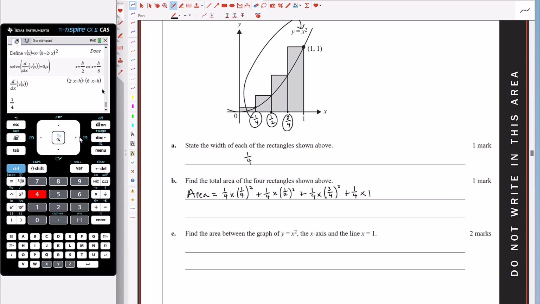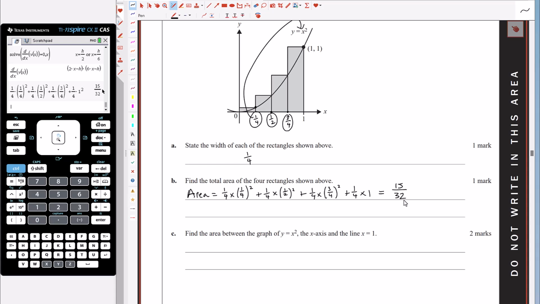A lot of fractions. 1/4 times (1/4) squared, plus 1/4 times, forgot the bracket, sorry, (1/2) squared, plus 1/4 times (3/4) squared, plus 1/4 times 1 squared, so just 1. Okay, so that is 15 on 32.